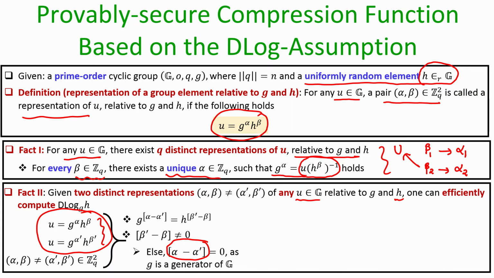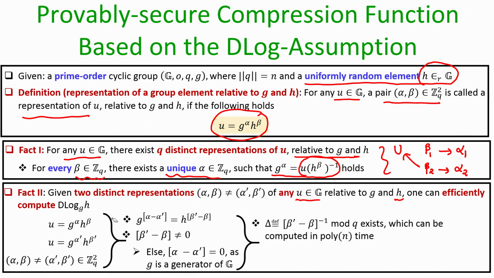That means beta dash minus beta is non-zero, and since it is non-zero, I can always compute the multiplicative inverse of beta dash minus beta, which I denote by delta modulo q. Given beta dash and beta, the inverse, namely the value delta modulo q, can be computed in polynomial time. There exist well known algorithms for computing this value delta, which I am not discussing here, but you have to believe me that if beta dash minus beta is non-zero, then the multiplicative inverse delta modulo q exists and can be computed in polynomial time.